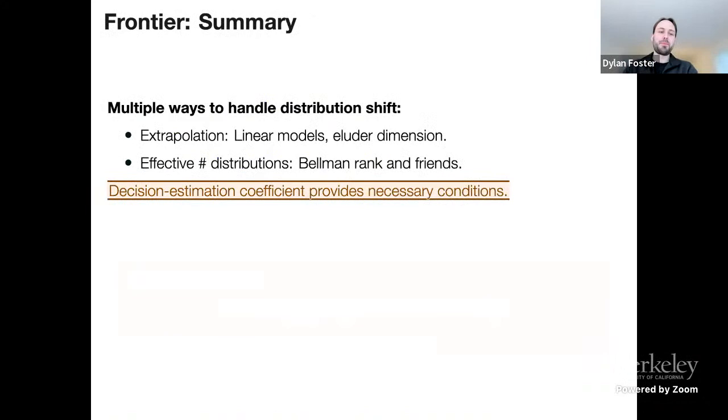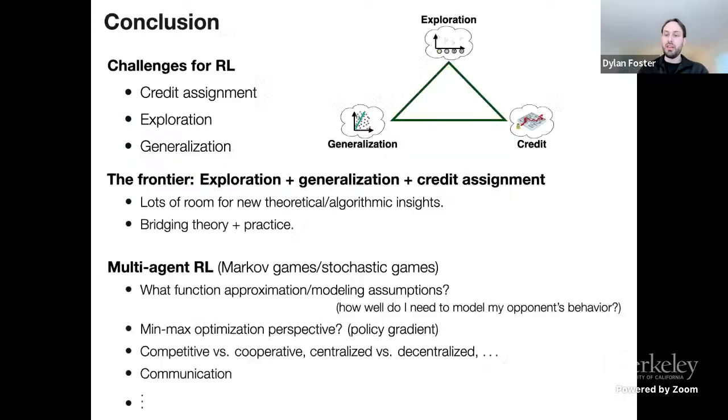Cool. Okay, we're coming towards the end. I'll just briefly summarize these approaches we saw to the RL problem. These are ways of attacking distribution shift. On one hand, we saw that we can attack the problem using the idea of extrapolation, using, say, linear models in low rank MDPs and using eluder dimension. On the other hand, you can try to control the effective number of distributions using notions like Bellman rank. And finally, this decision estimation coefficient acts as a converse and provides necessary rather than just sufficient conditions for sample efficient learning in RL. And that's going to bring me to the end of the tutorial.